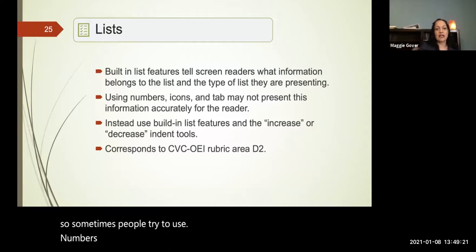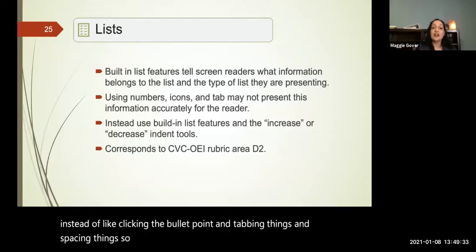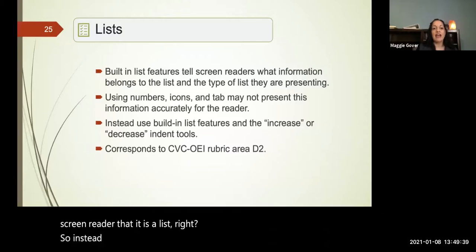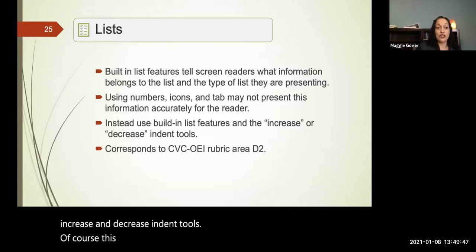Sometimes people try to use numbers and icons, like creating a bear paw for your list instead of clicking the bullet point, and tabbing things and spacing things so that it looks like a list. That's not going to tell the screen reader that it is a list, right? So instead, you want to use the built-in list features and the increase and decrease indent tools. Of course, this also corresponds to rubric area D2.